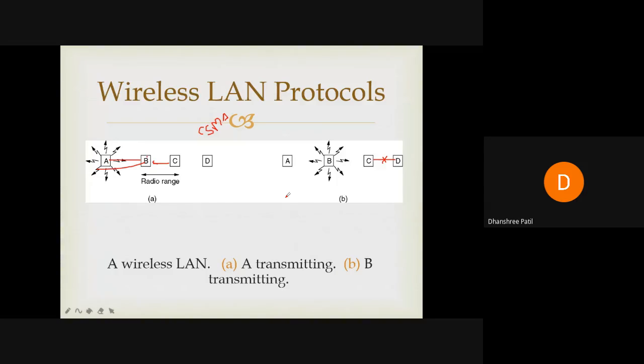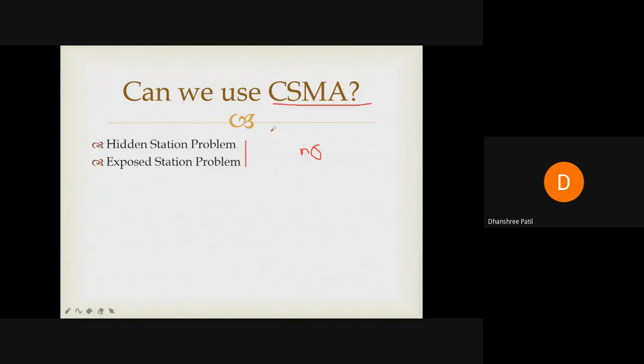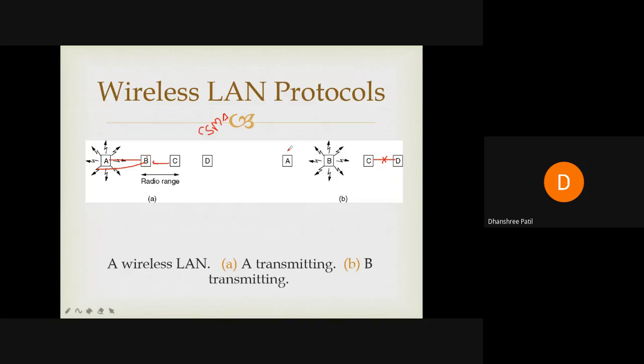Understood why we can't use CSMA? The answer is this: these two types of problems may arise if CSMA is used to check the status of the medium, because CSMA only checks the medium, it will not check the status or what is happening with the receiver. So that is the reason we can't use CSMA in case of the wireless LAN.